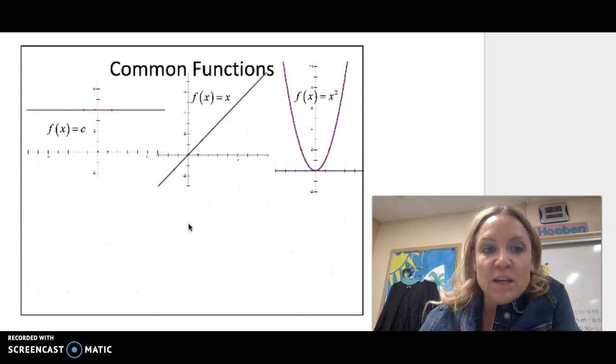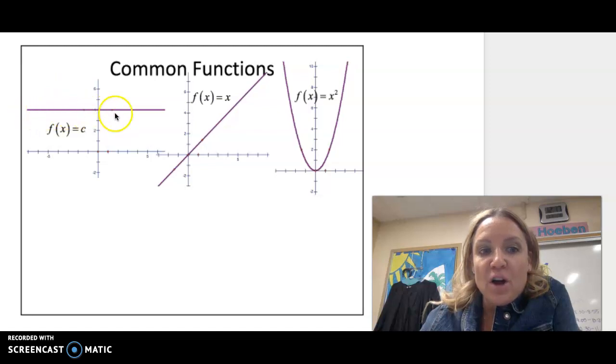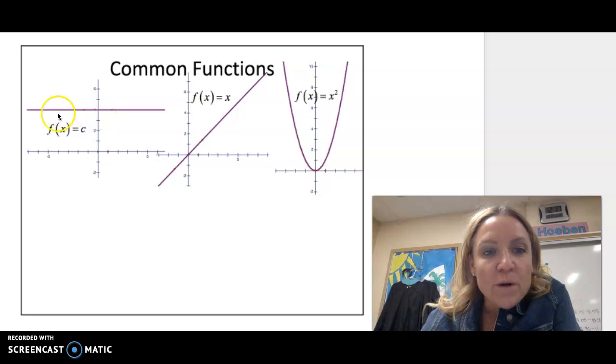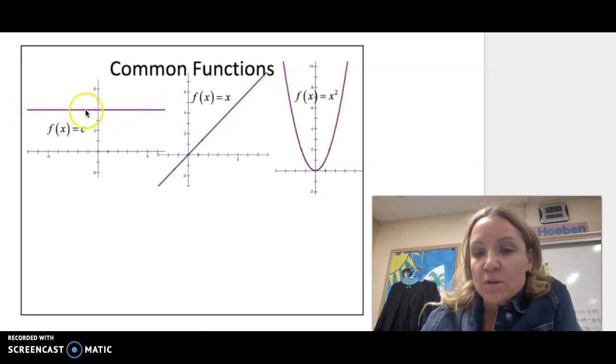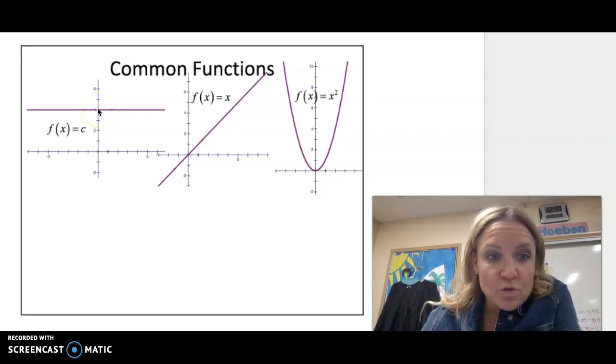And so we're going to be looking at graphs today. So this is a graph of a constant function. If you had y equals 4, this would be the graph of y equals 4. It's just a straight horizontal line, and it passes through the y-axis at positive 4.